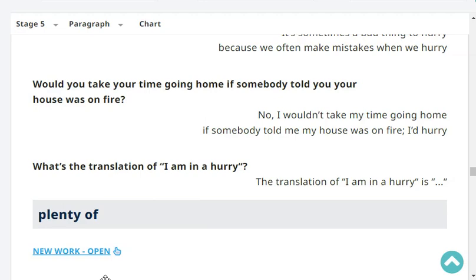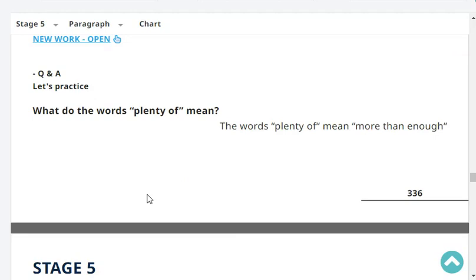The translation of I am in a hurry in Japanese is 私は急いでいます。 Very good. Okay, next. What do the words plenty of mean?